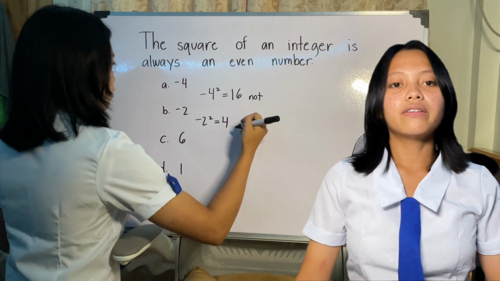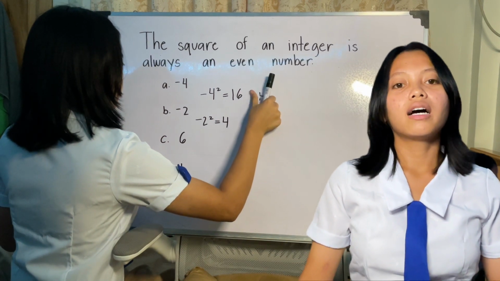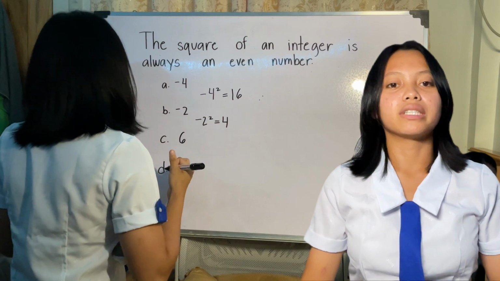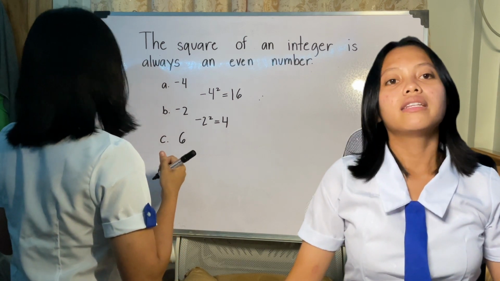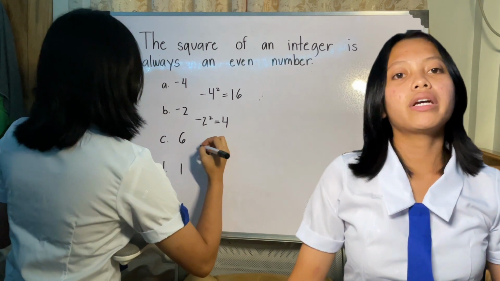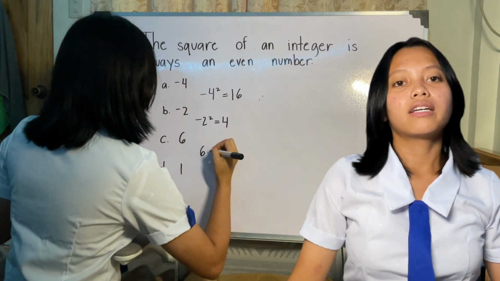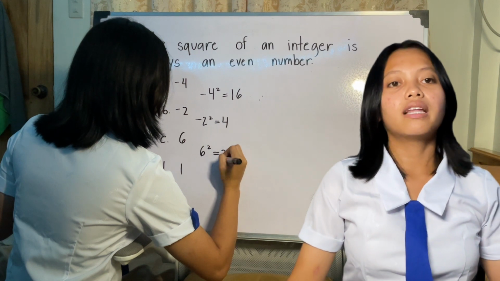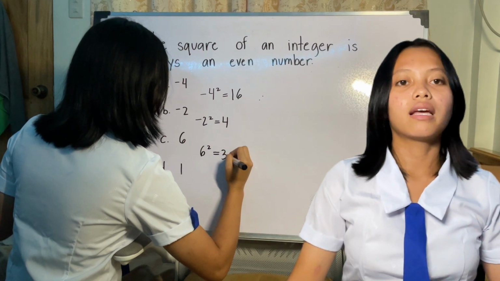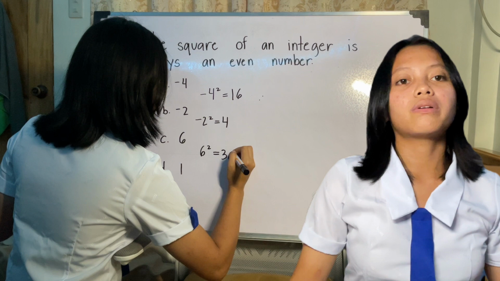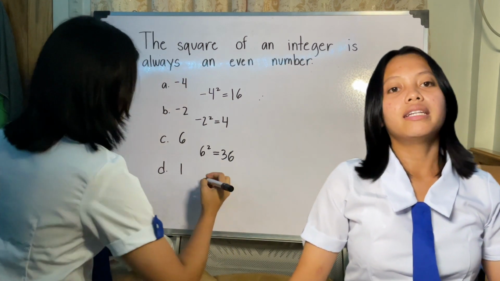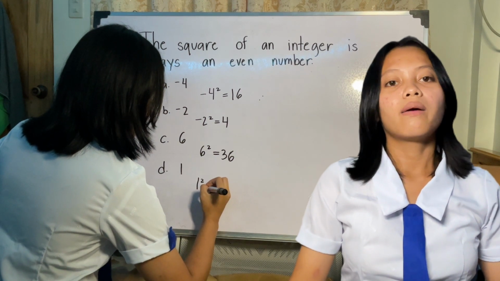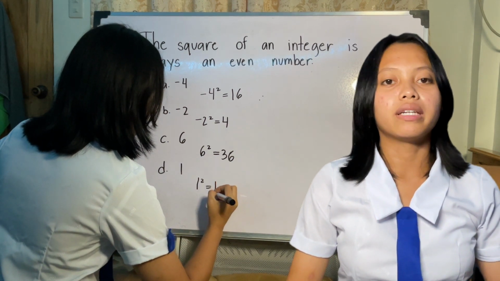That's why letter B is not a counterexample of the statement above, because its square is also an even number. In letter C, the number is 6, and the square of 6 is 36. In this choice, letter C is also not the counterexample of the statement, because 36 is also an even number. And in letter D, the number is 1, and 1 squared is equal to 1.